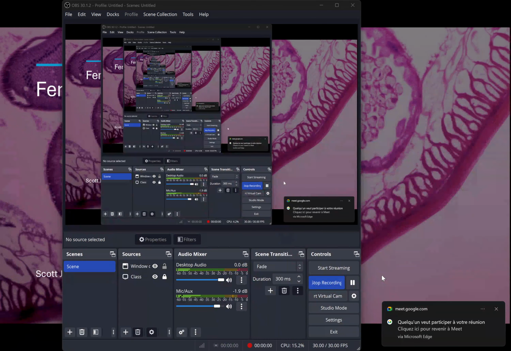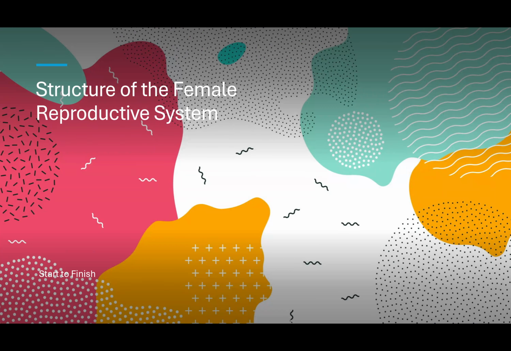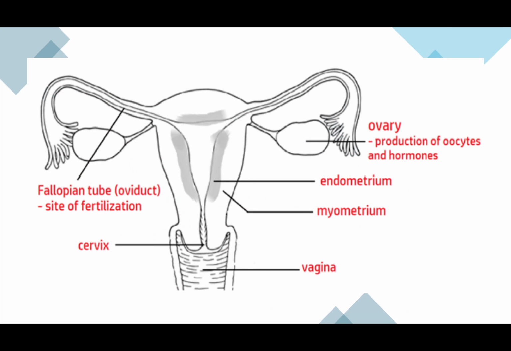So let's have a look. The female reproductive system now. Let's have a look at the structure of the female reproductive system, and then by extension, we're going to look at the structure of the secondary oocyte. All right. So this is a general structure that we tend to always look at.